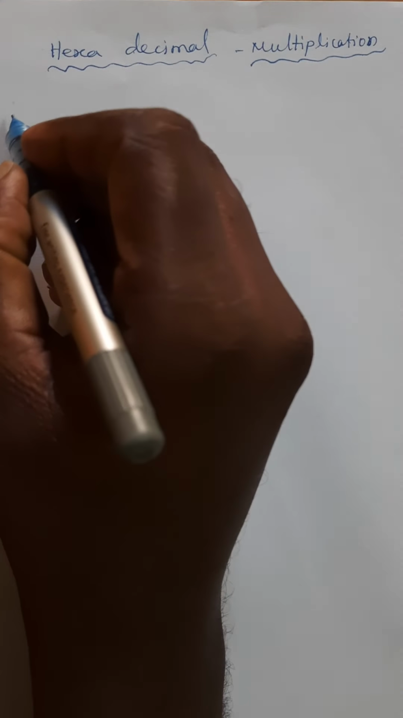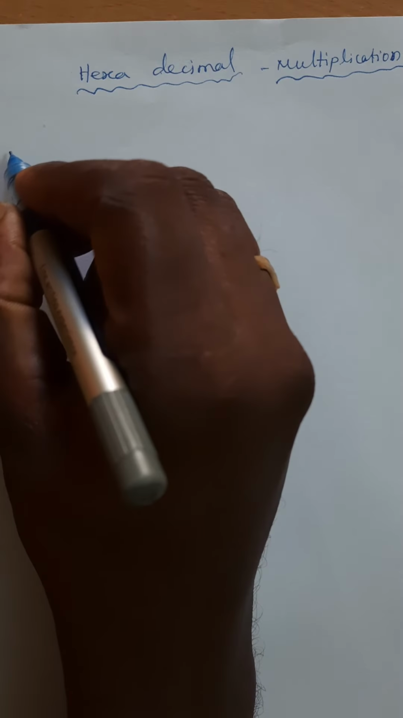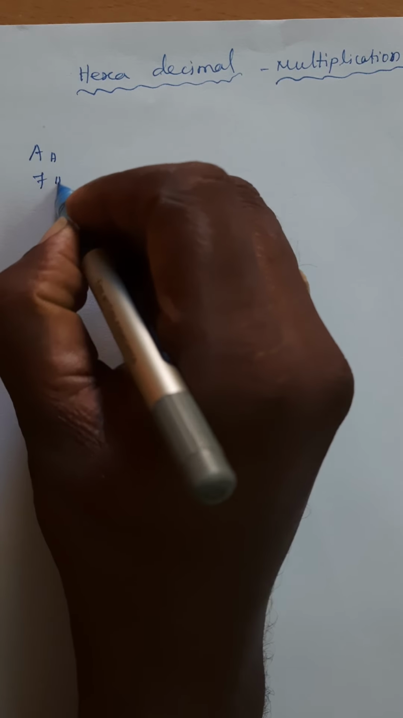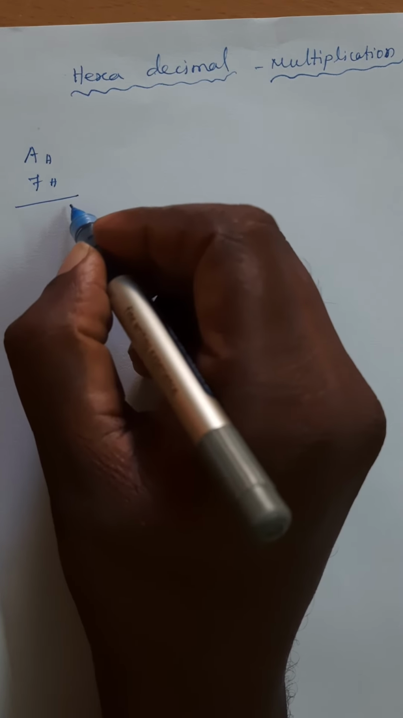Now we'll see hexadecimal multiplication. So let us take a random hexadecimal number, single digit. I am just choosing A and 7. So these two are hexadecimal numbers. So let us multiply these two.